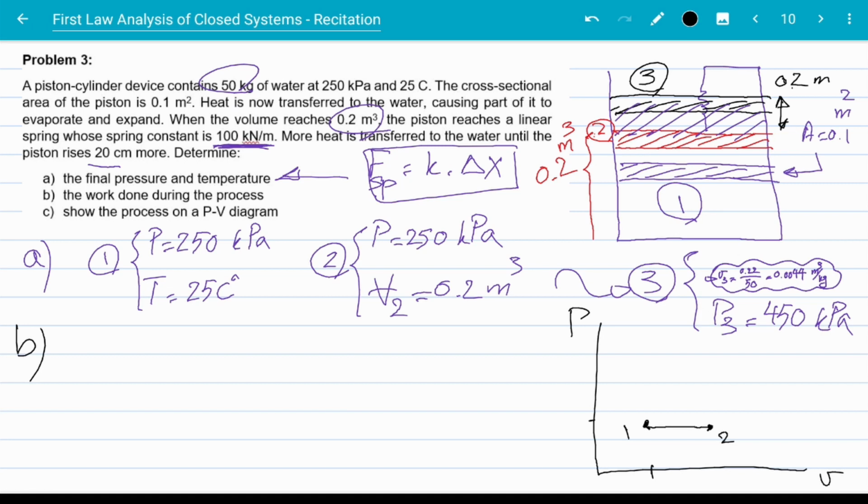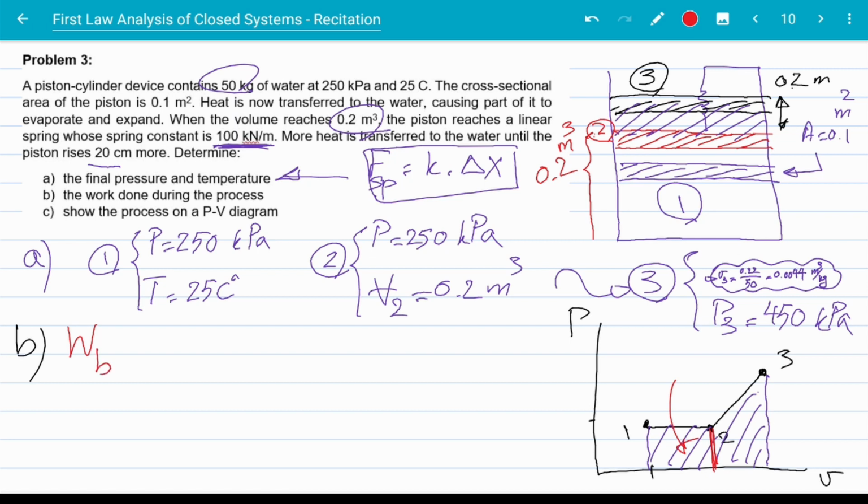So from 2 to 3, we are dealing with a line. This is 0.3. The work involved in this entire process is the area under this curve. I'm going to divide it into 2 geometric shapes and find the area of each individually. Now let's focus on the work from state 1 to 2.